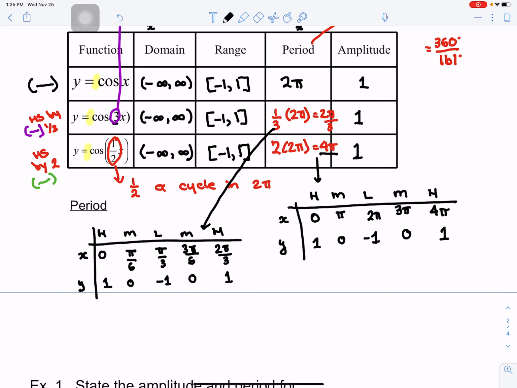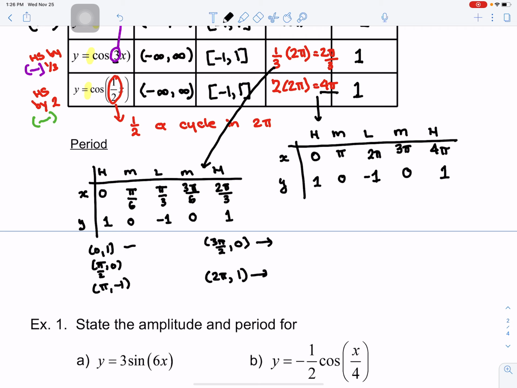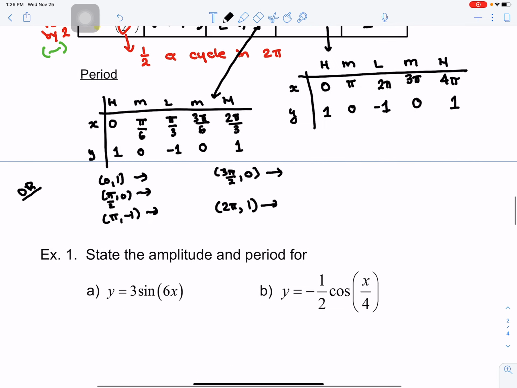If you don't like this, you're going to take your 5 main points, which are 0 and 0, pi over 2 and 1, pi and 0, 3 pi over 2 and negative 1, and 2 pi and 0, and then just apply your mapping notation just like you would have in the transformations. Okay, so this is like an OR.